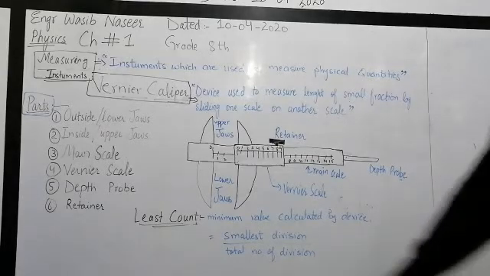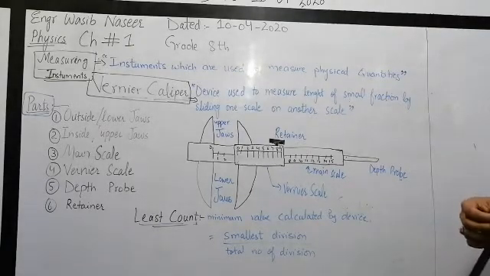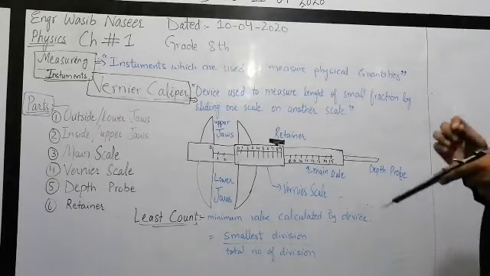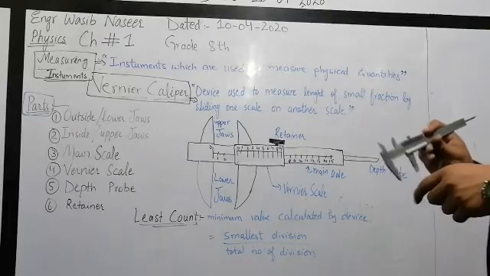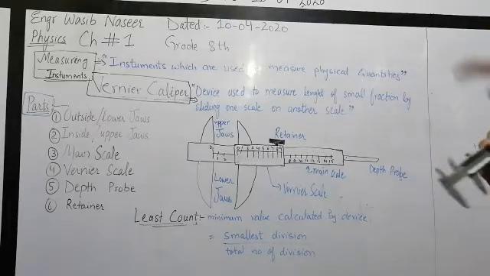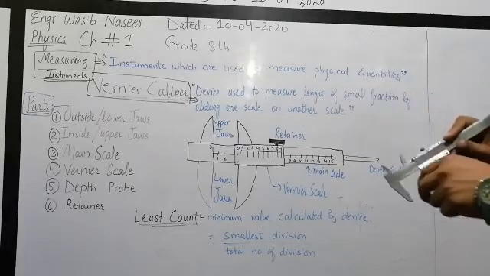And the last thing is the least count. What is the least count? The minimum measurement that can be made with the help of this device. Like for this, the least count is 0.05 millimeter. It means that the minimum length which can be measured by this device is 0.05 millimeter. If any object whose length is less than 0.05 millimeter, it cannot be measured by this. So it is the least count.